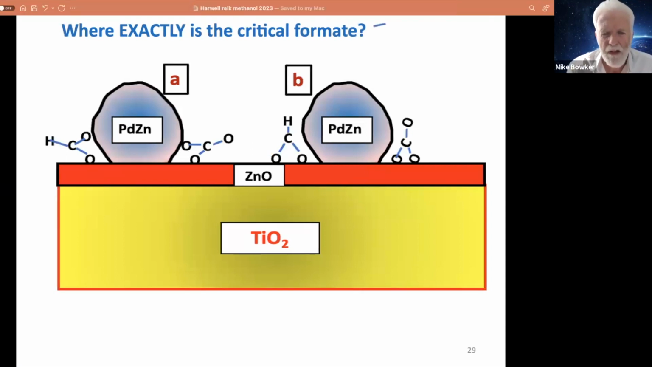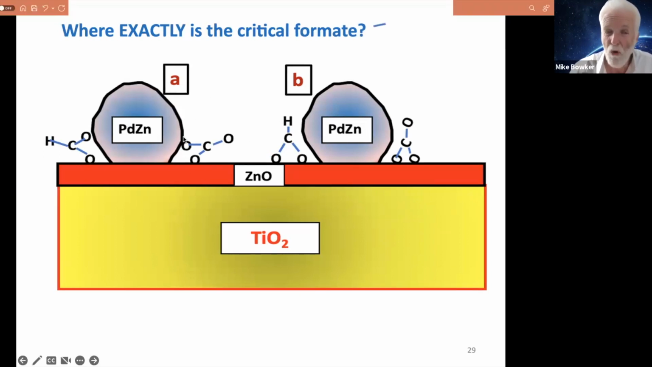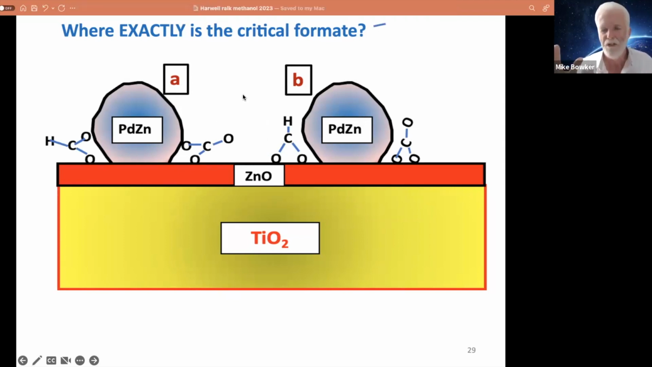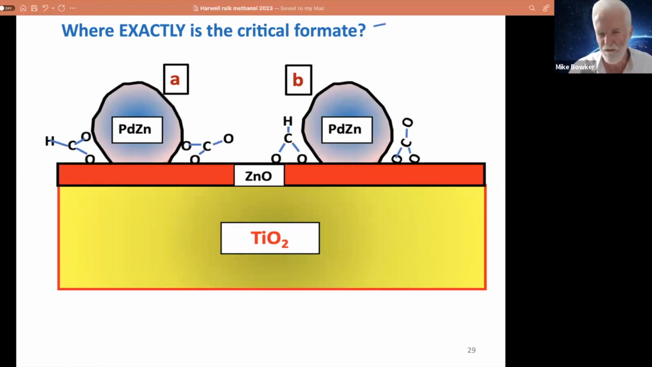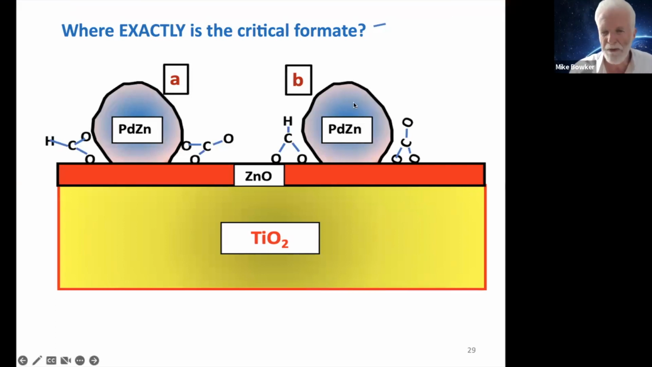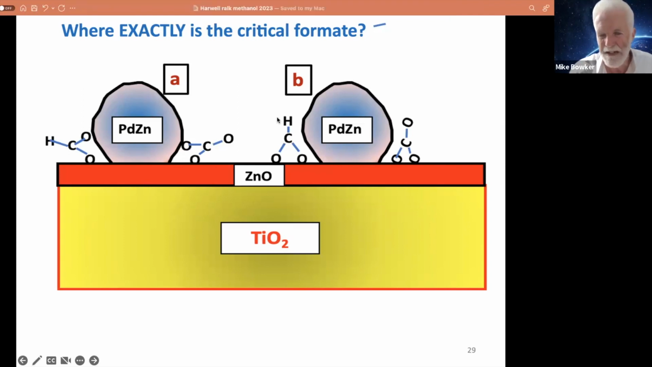So where exactly is this formate? I've proposed that this formate is here, bridging the palladium zinc particle, or maybe the copper particle, and zinc oxide. That's not certain. We need more evidence to support these models. Other people claim there's just formate throughout, all over the zinc oxide, and that can be hydrogenated by spillover. But I tend to think it has got to be adjacent to the palladium zinc. It may be in this form that I've shown it in, or it may be immediately adjacent to the palladium zinc nanoparticle and directly gets hydrogenated there.